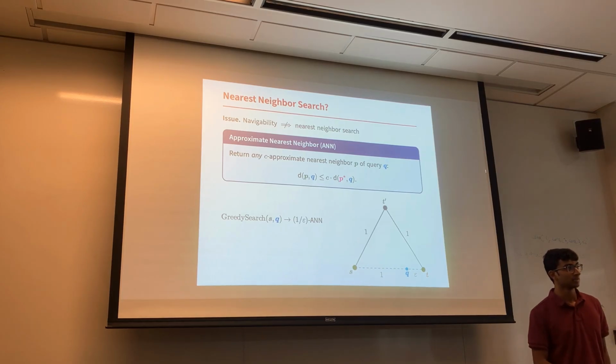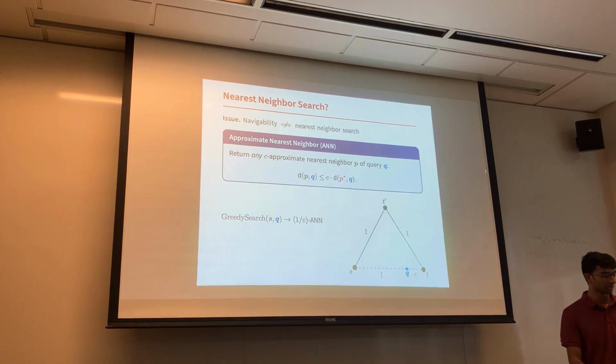Sorry, what's the distance between T prime and Q here? It's more than 1. Like, I don't know what it is. Sure. You can imagine if Q is at T, they're equidistant. If you slide Q closer to S, you're going to get closer to S faster than you get closer to T. So, all right. This means navigability alone is not enough for any interesting guarantee on approximate nearest neighbors.